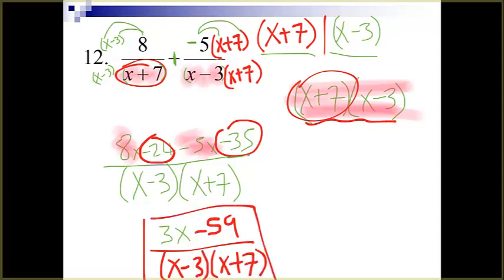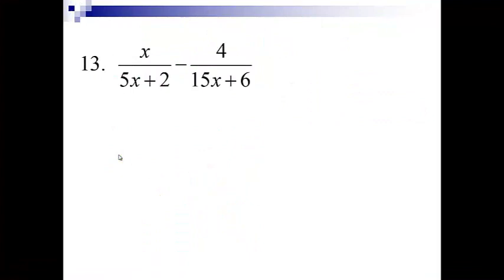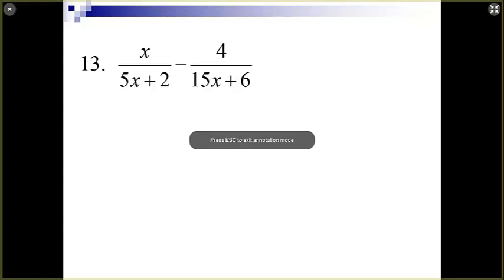Because 3x minus 59 does not have a common GCF, you can't factor them out, nothing cancels out, you are done. So that is your fully factored form. And don't, I'm telling you, do not FOIL that out. Don't put that back into a trinomial form because, again, that does not mean it's fully simplified. Okay, if you want to pause the video and try this one on your own, you're more than welcome to. I'm going to go ahead and do this one for you.